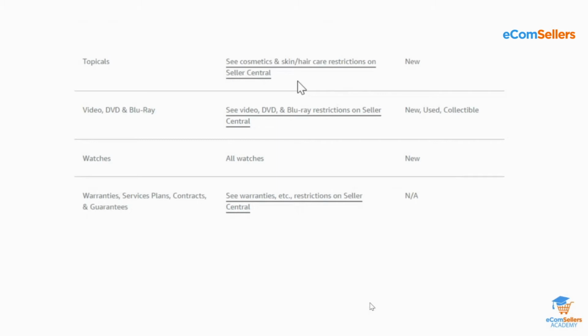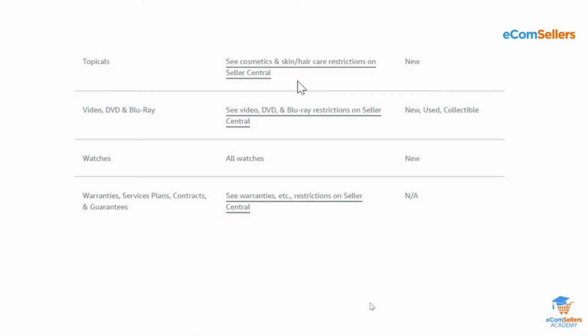Video, DVD, and Blu-ray says you can sell them as new. Used collectible watches says you can sell them as new, but you're going to have to go through the approval process. And I will say, of the approval process to be able to sell watches, it's actually pretty fast and pretty easy. And then warranties, service plans, contracts, guarantees, says not applicable.